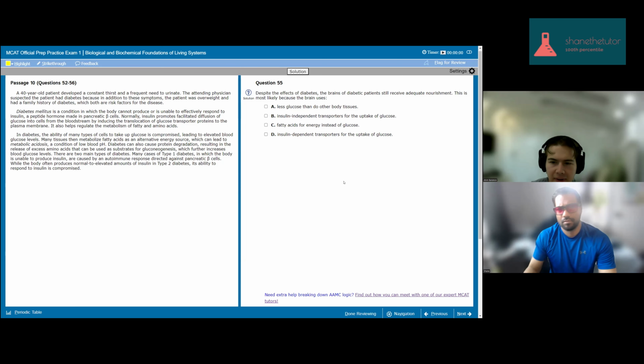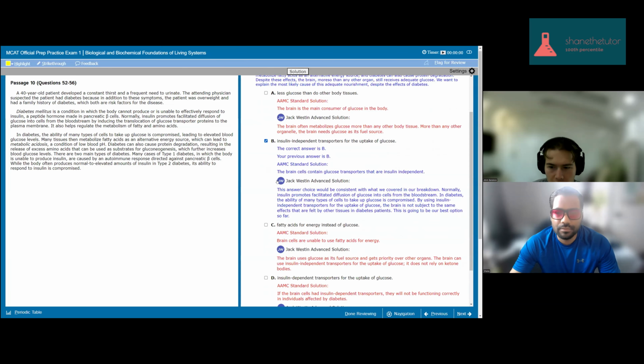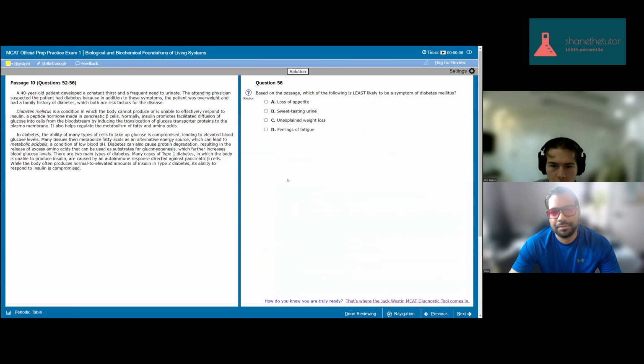Despite the effects of diabetes, the brain of diabetic patients still receives adequate nourishment. Yeah, I know. I put this. I'm pretty sure it was B. I got this one right. All right, cool. And this I got right too, but we'll go through it real quick.